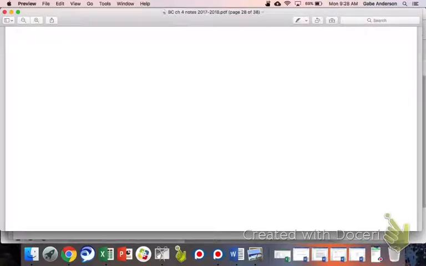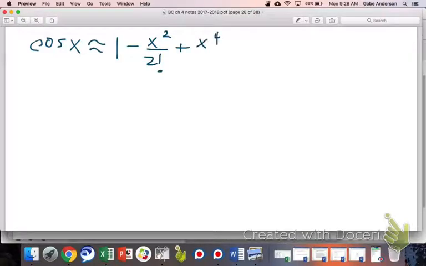Cosine. We said that cosine was even. I'd like you to investigate this. We'll eventually come full circle around, and this will be a big thing in our class. I'm going to propose this, that cosine of x is approximately equal to, those are factorials, by the way. You get the pattern? You notice how all the exponents are even.